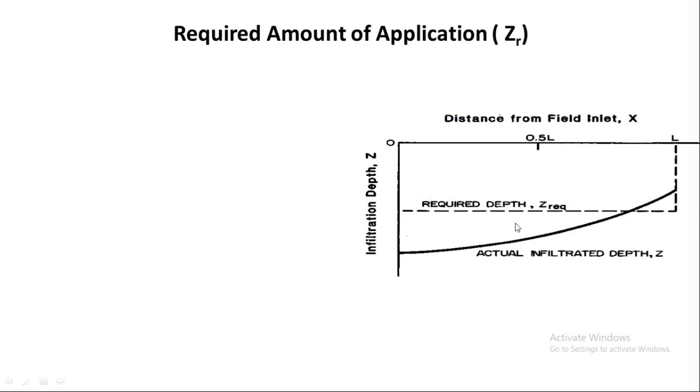Required amount of application. This is a good example of non-uniform distribution of water. Near the inflow end, there are deep percolation losses. The actual infiltrated depth is much greater than the required depth. And at the downstream end, the infiltrated depth is less than the required depth. So one must first determine the required depth.